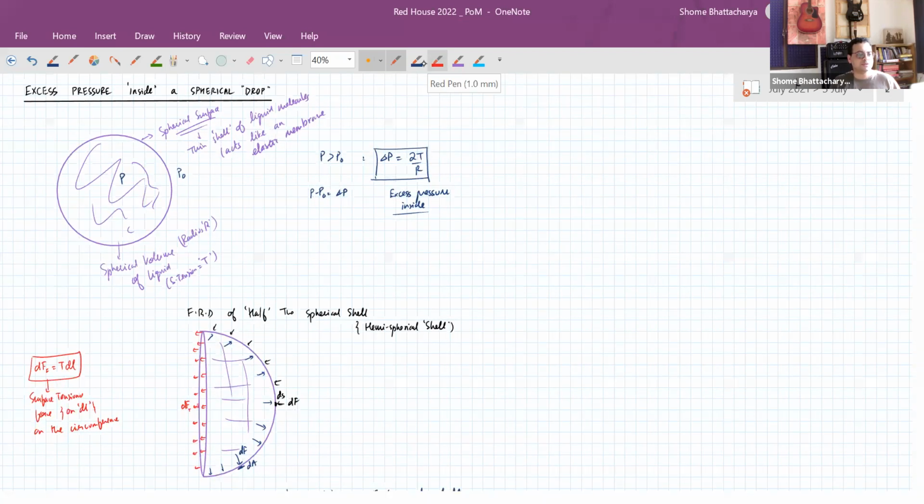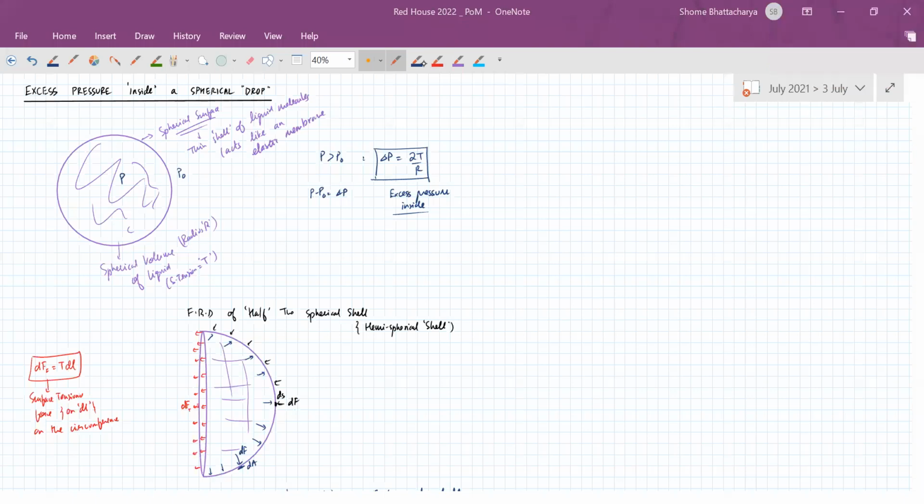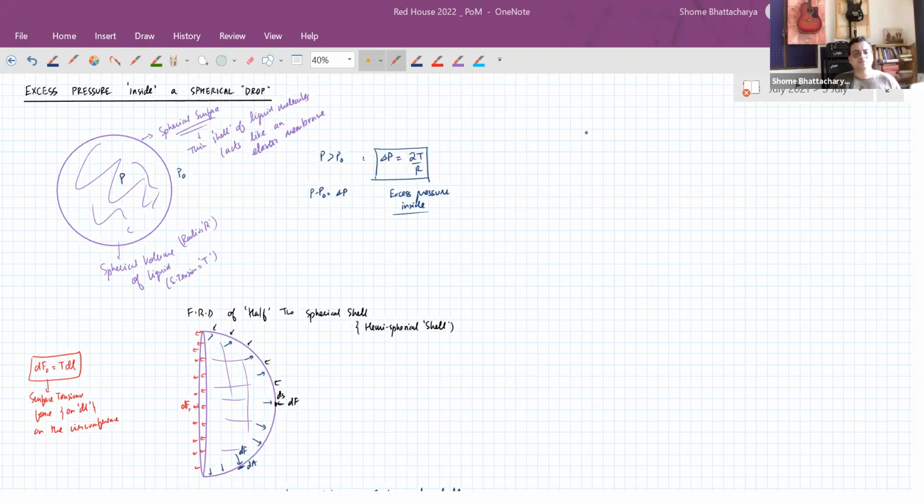Yes, Ansh, you have a question? Sir, can you explain the diagram again? The FBD of half of the spherical shell. Yeah. So see what is happening now on the FBD of half the diagram. Imagine you have a spherical shell of liquid like this.